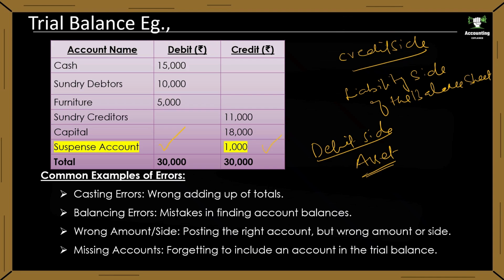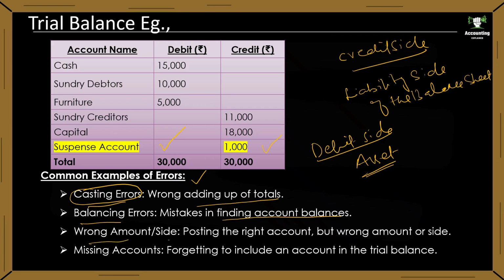Now, what are the common examples of errors? Casting errors, wrong adding up of totals. When you do the total wrongly, you might end up with a trial balance that is not tallying. Such errors, where you make mistakes while totaling, are called casting errors. Balancing errors: mistakes in finding account balances. You have totaled the debit side or the credit side correctly, but while taking out the balance, you have taken it wrongly. That is called balancing errors.